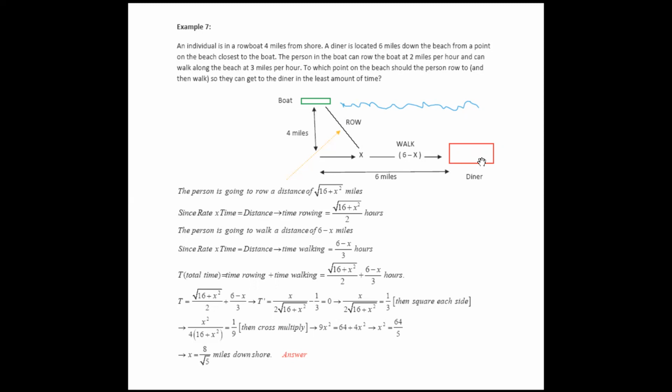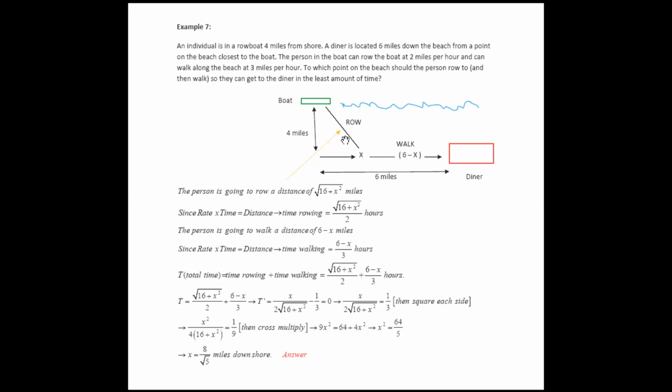Here's our diner here. Now there's a person in the boat, and they can row the boat at 2 miles per hour, and they can walk along the beach at a rate of 3 miles per hour. Now, we want to find at which point they're going to row to the beach, get out of the boat, and then walk to the diner. And the question is, to what point on the beach should they row to and then walk so that they can get to the diner in the least amount of time?